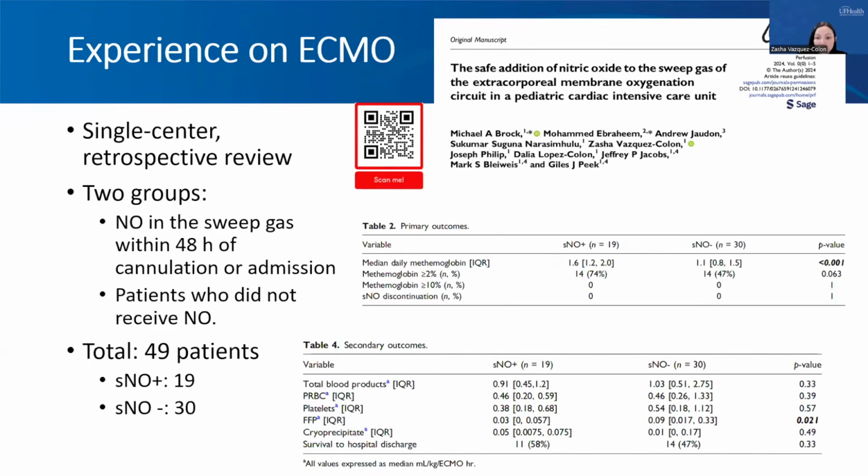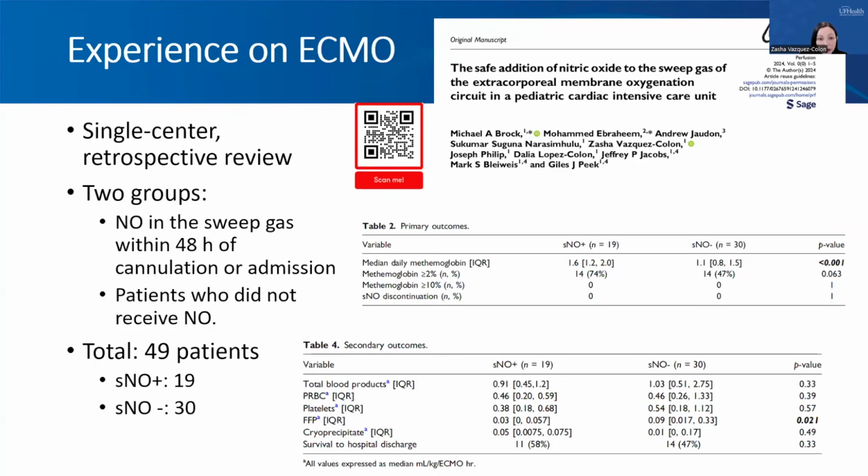This one was actually published from our center. It is a single center retrospective review. And here we had two groups, one group that received nitric oxide and another group that did not receive nitric oxide in the circuit, for a total of 49 patients, 19 in the NO group and 30 in the group that did not receive nitric oxide in the circuit. In terms of patient demographics, there were no differences between the two groups in diagnosis and demographics.